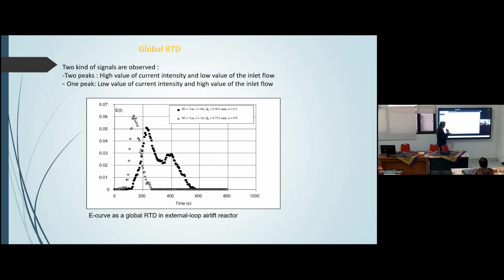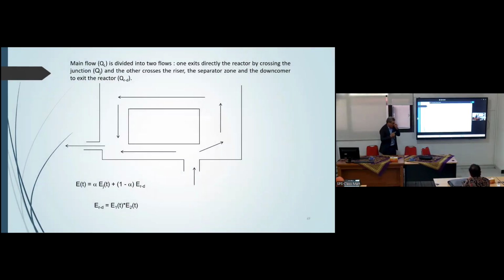Okay, so the conclusion: we have two kinds of peaks. If I have one peak, that means the flow goes by here, one path. For the second, we have two peaks, because the flow is divided in two, with a first peak and a second peak. So, what is the conclusion of that?